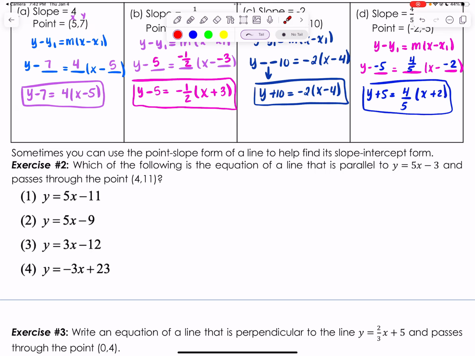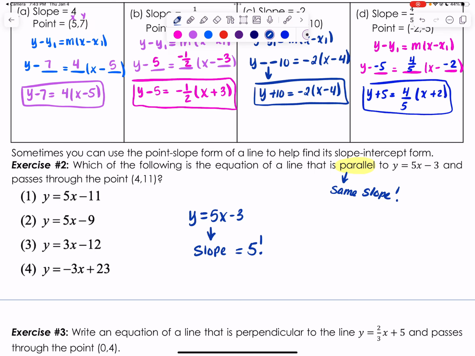For exercise 2, it says, which of the following is an equation of a line that's parallel to y equals 5x minus 3 and passes through the point 4, 11. So if we look, the key math word here is parallel. And we know that for something to be parallel to a line, it has to have the same slope. So if we look at our equation of y equals 5x minus 3, we can see that our slope is 5. So that means if I want to have a parallel line, that slope must also be 5.